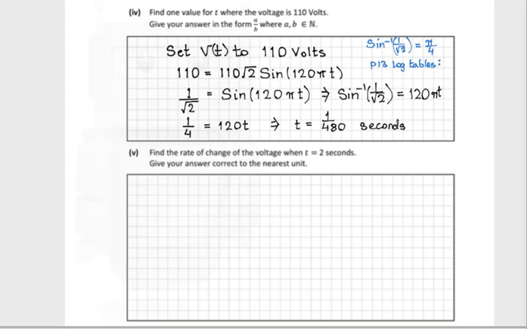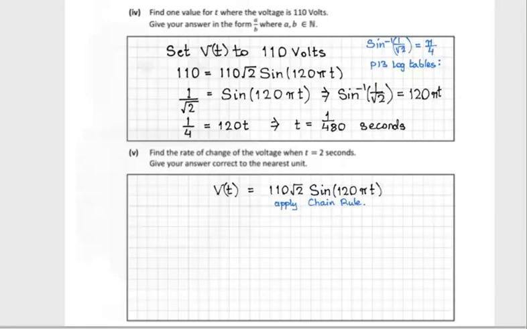In part 5 we're getting the rate of change of the function at the time is equal to 2 seconds. Whenever you see a rate of change in this course, it's going to be differentiation. If we look at the function, we need to apply the chain rule. This is because we have an external function here, and also we have an internal function here as well, which is 120 pi t, which is a linear function. Let's apply the chain rule and let's look at the results.